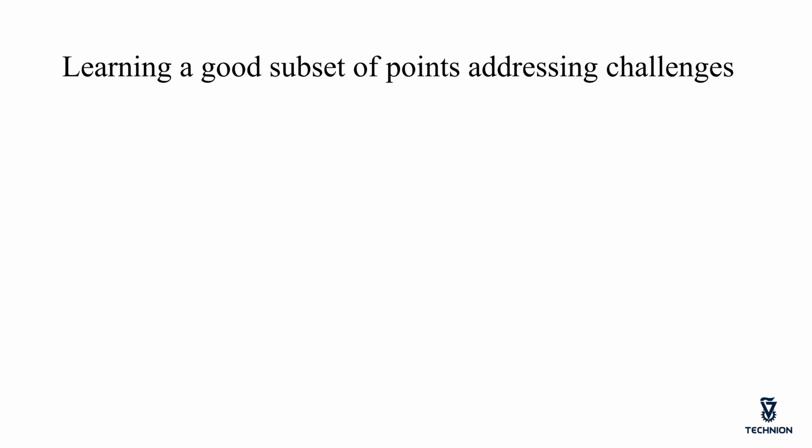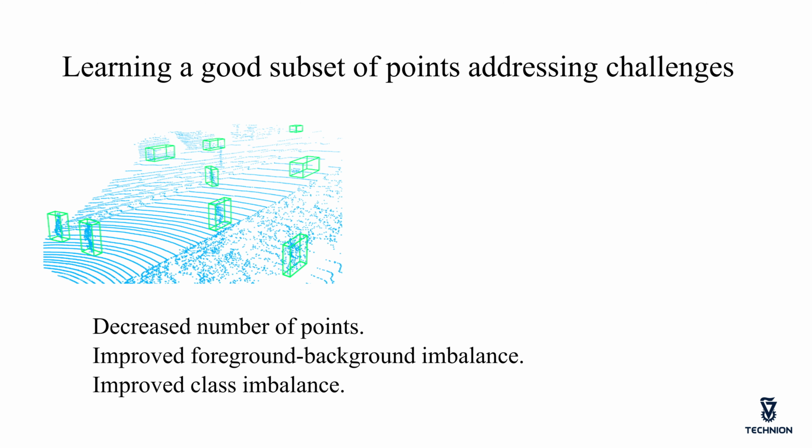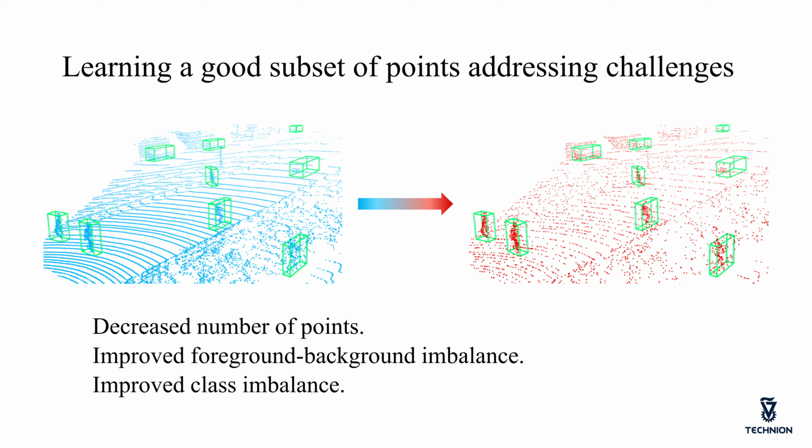We propose to learn a subset of scene elements, which are meaningful for detection. For instance, given this cyan scene, we learn to select the salmon points, such that both types of imbalance are addressed. There are few background points, more points on cars, and almost all the points on pedestrians.